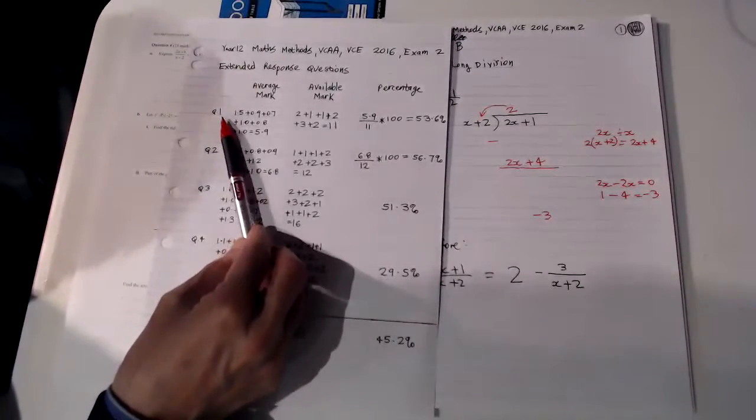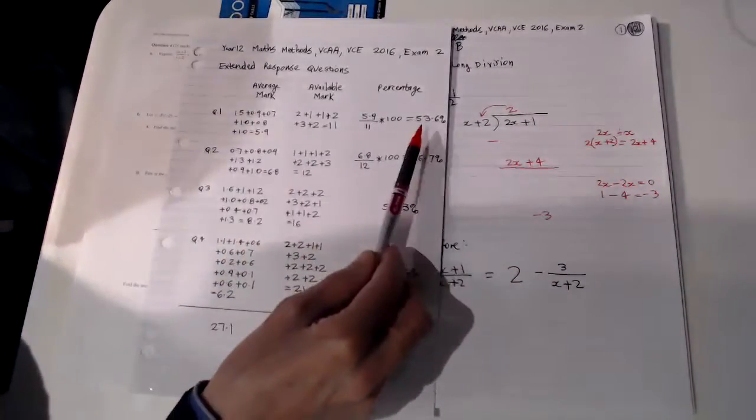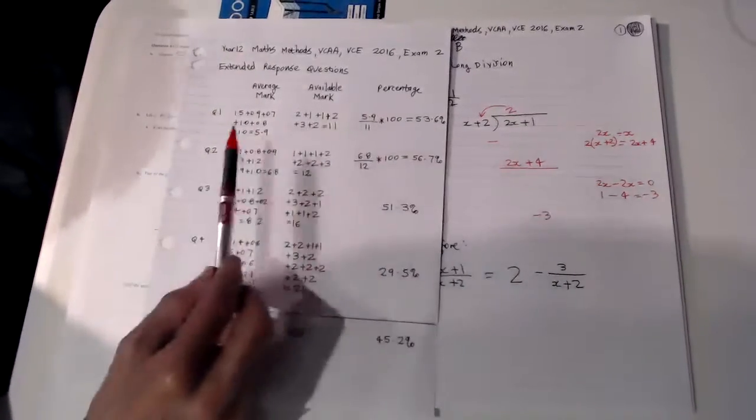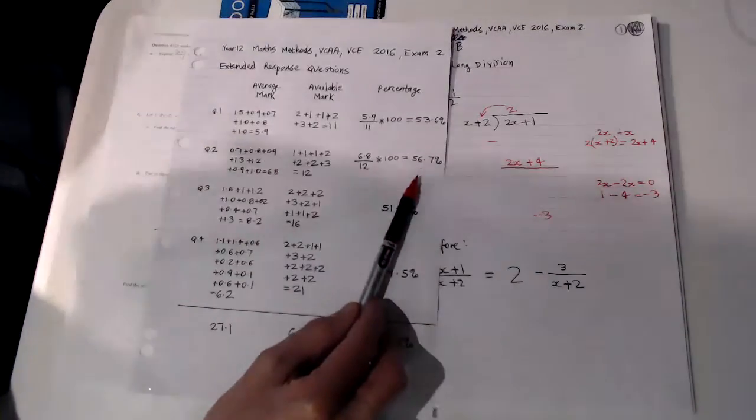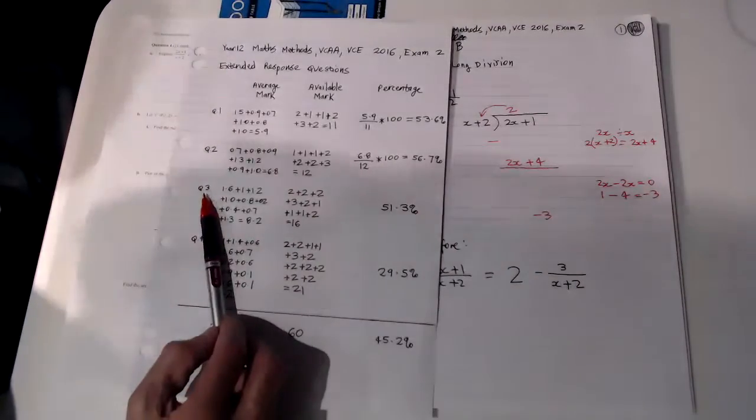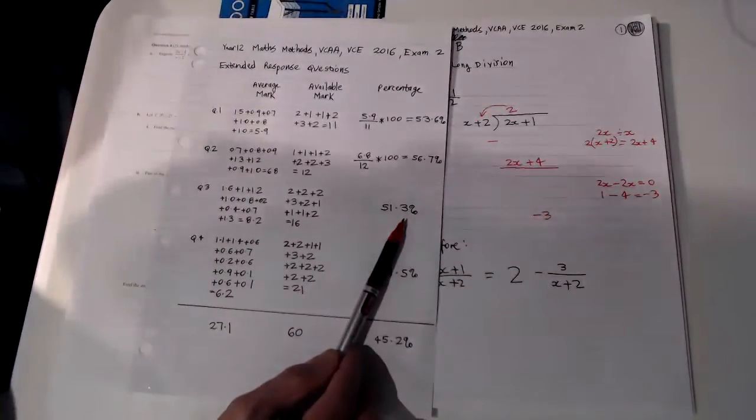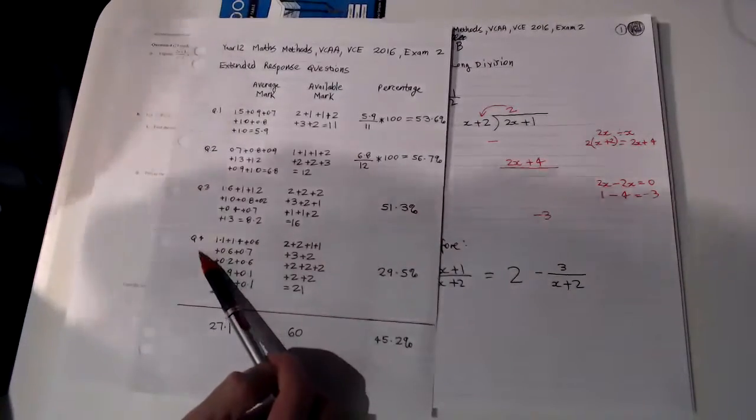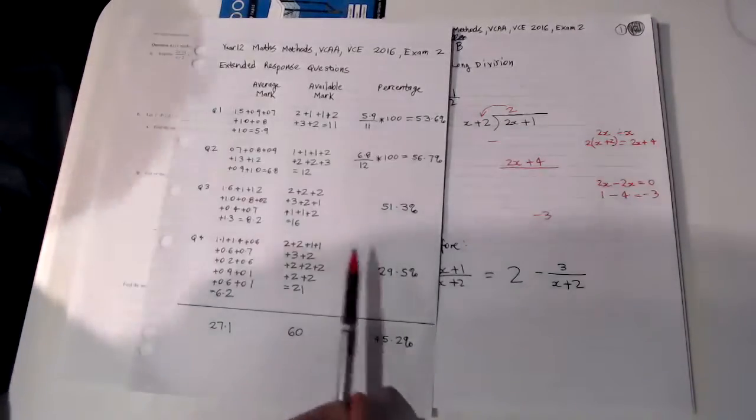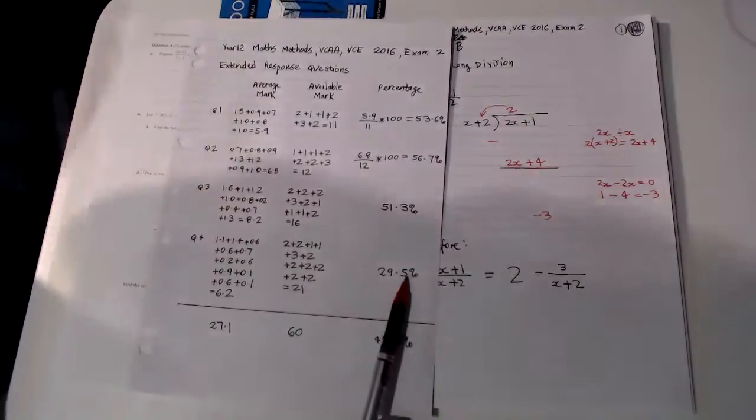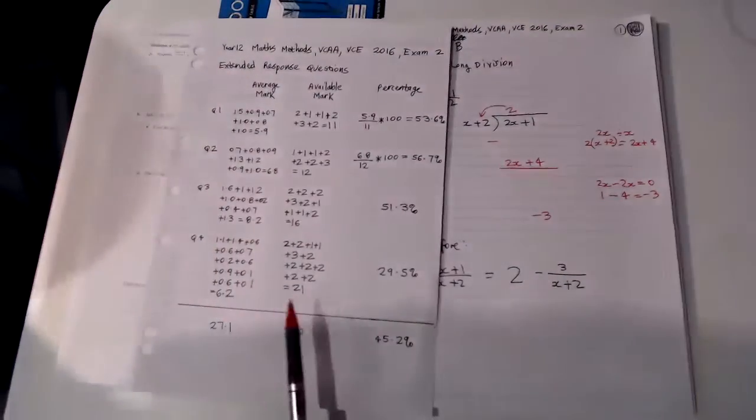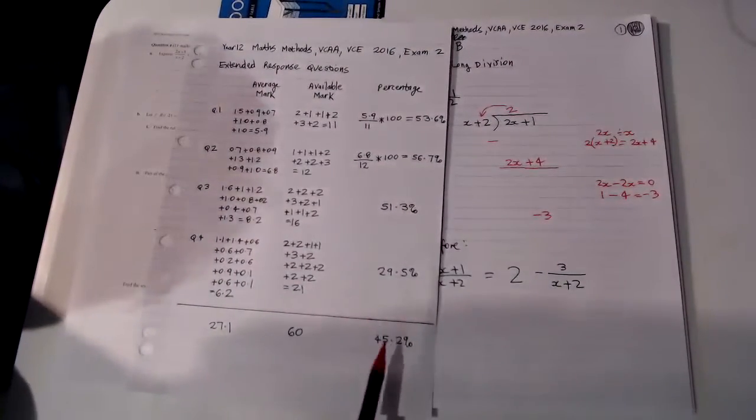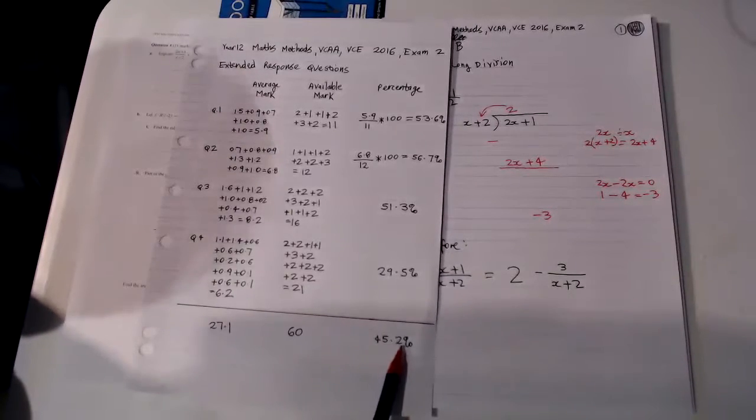You would see that the average mark for question 1 was 53.6%. The average mark for question 2 was 56.7%. The average mark for question 3 was 51.3%. And the average mark for question 4 was 29.5%. The average mark for the whole of the extended response section was 45.2%, which was a failure.